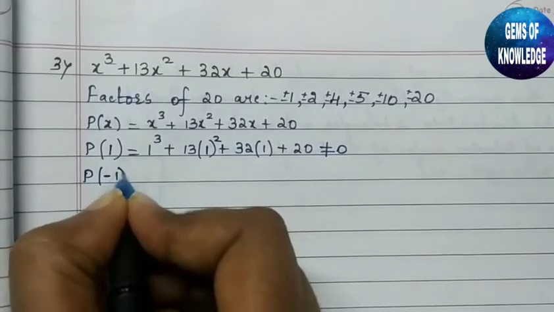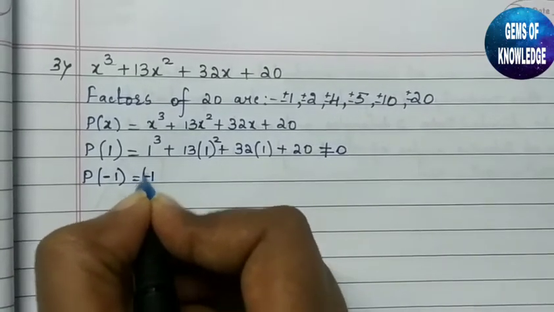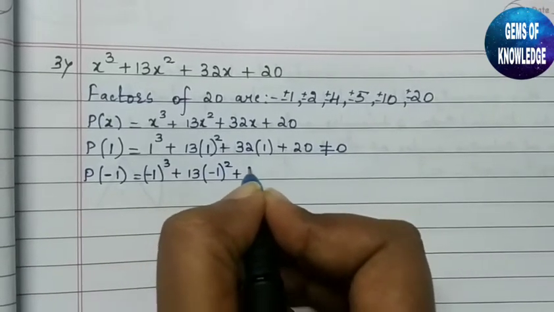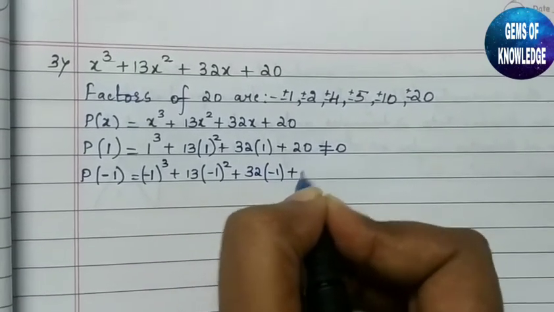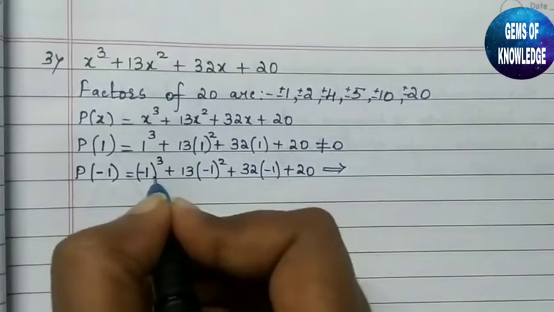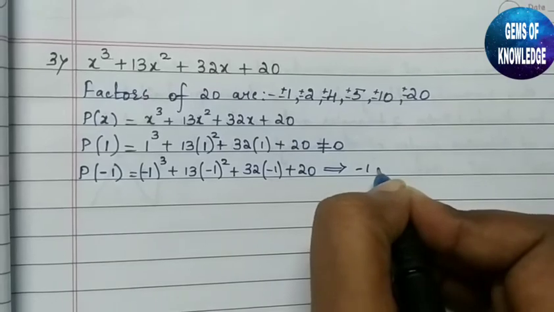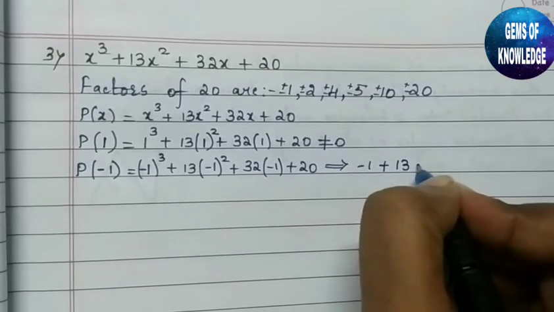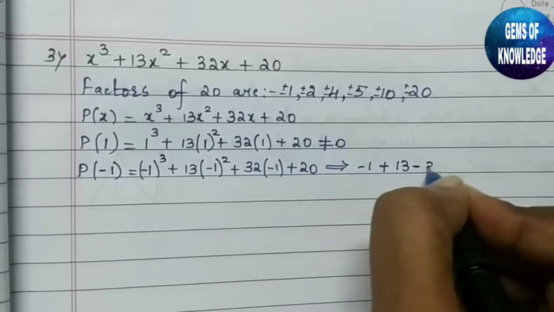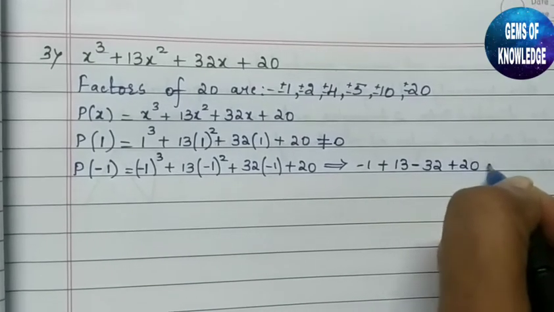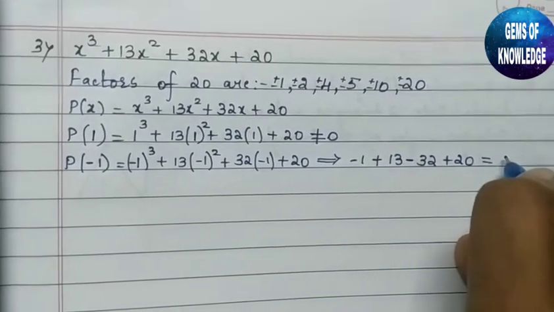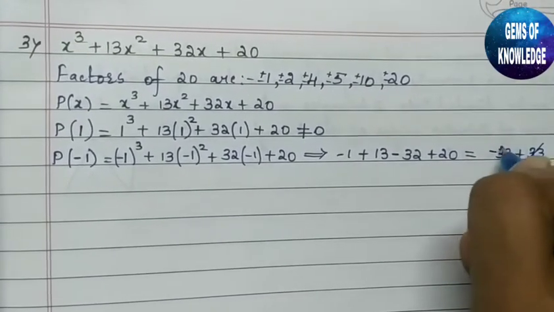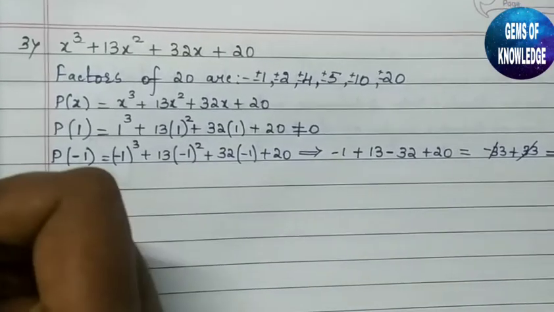Next we will consider minus 1, so it will become minus 1 whole cube plus 13 into minus 1 square plus 32 into minus 1 plus 20. So this can be written as minus 1 cube will be minus 1 plus, this will become plus 1, so 13 into 1 will be 13. Then plus into minus is minus 32 and plus 20. So here what are we getting? Minus 33 and plus 33, which will cancel each other and it will become equal to 0.